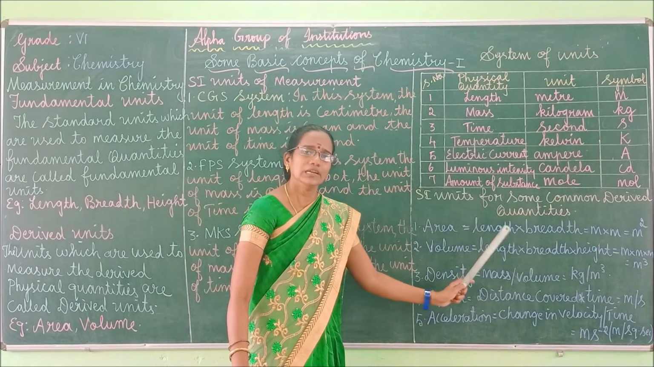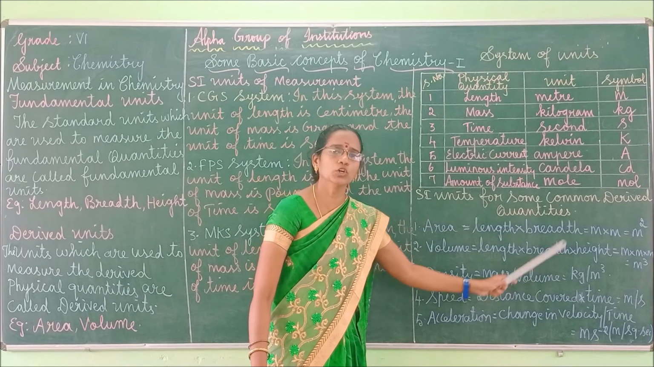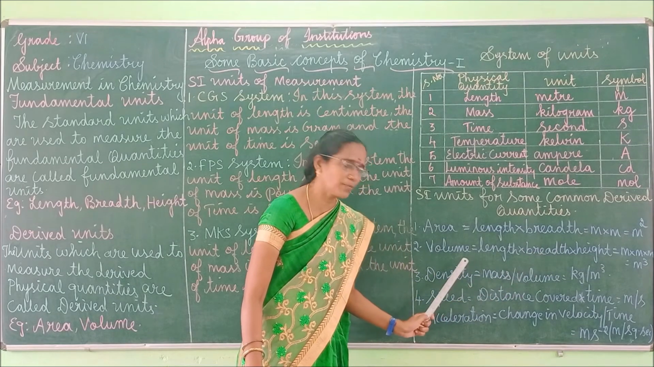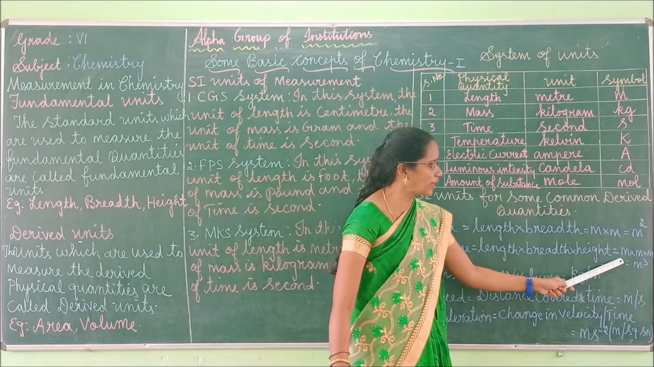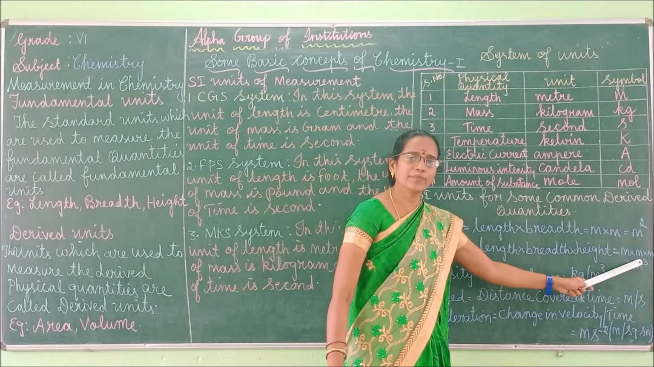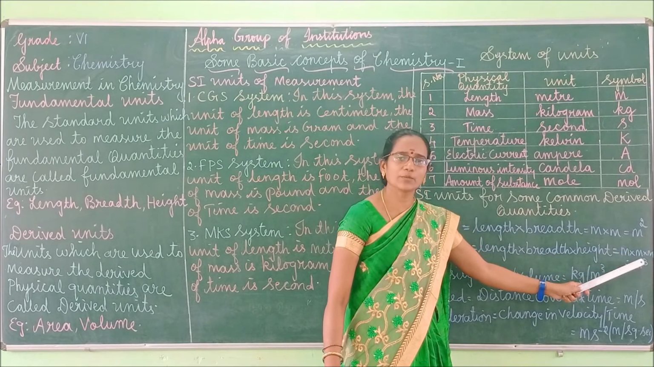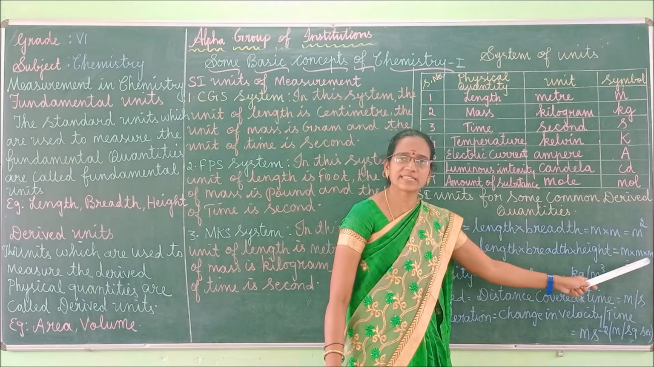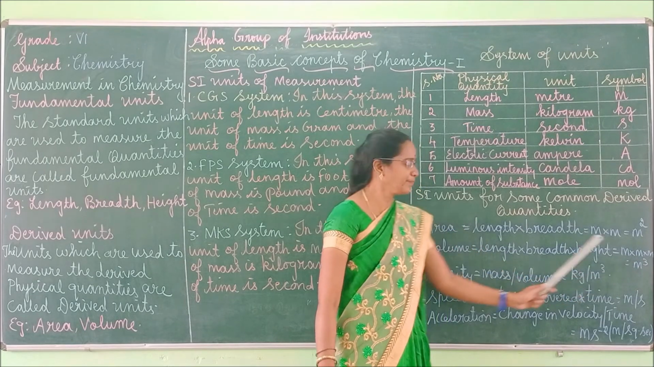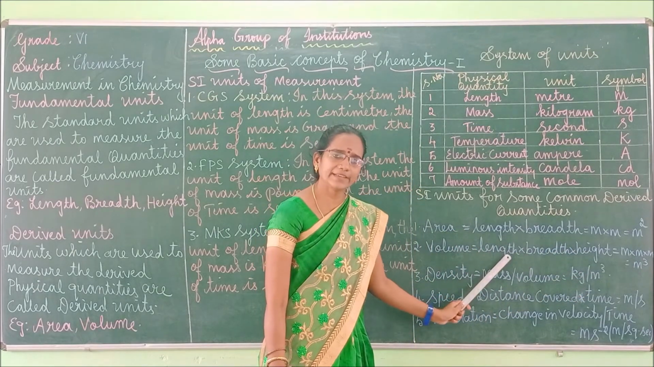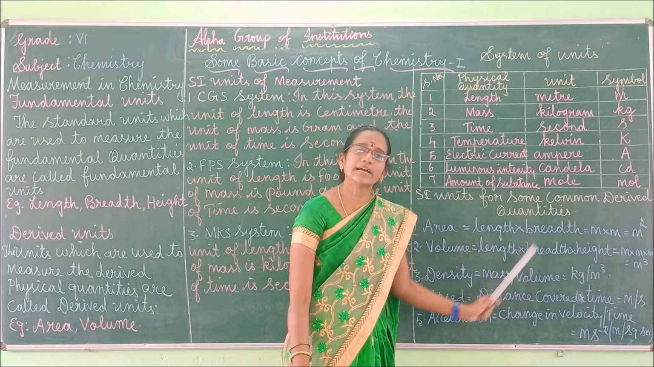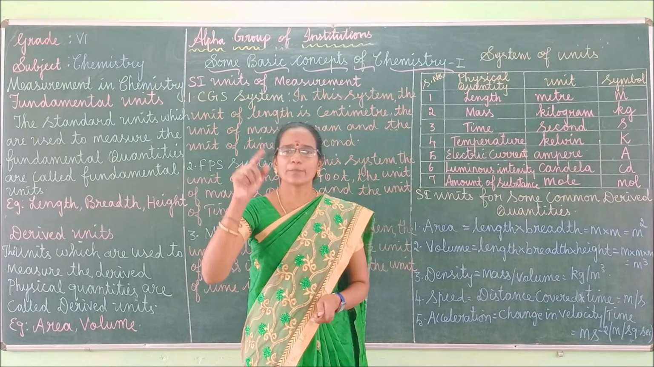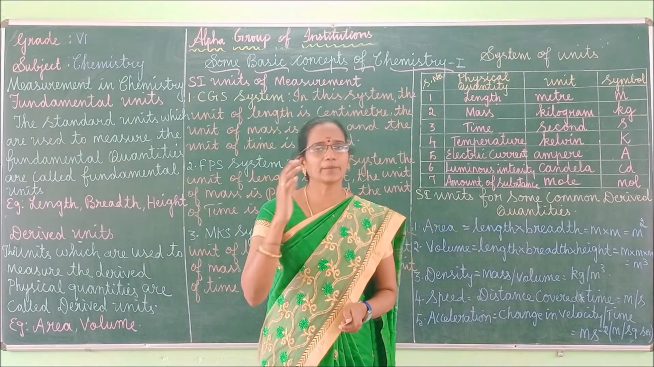Volume is equal to length into breadth into height. This is nothing but volume. So what is the unit here? M into m into m. M is nothing but meter. So meter cube, or otherwise we can say cubic meter. Got it? Volume is equal to length into breadth into height, so we can put m cube or meter cube or cubic meter.